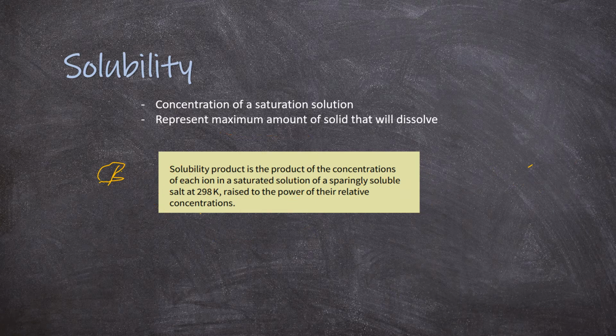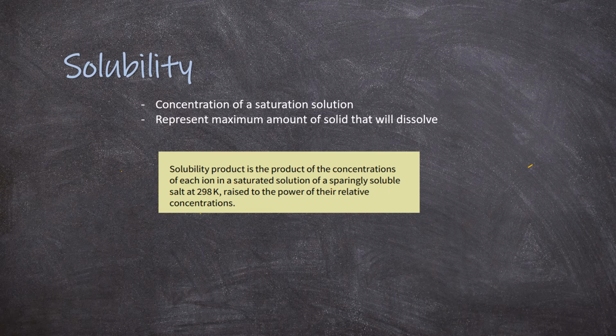Here you can see solubility product is the product of the concentration. So if you were asked a question in exam, like what is solubility product, you have to say solubility is the concentration of saturated solution, but solubility product is the product of the concentration of each ion in a saturated solution, like here you can see, in a saturated solution of a sparingly soluble salt at 298 Kelvin, raised to the power of their relative concentration.